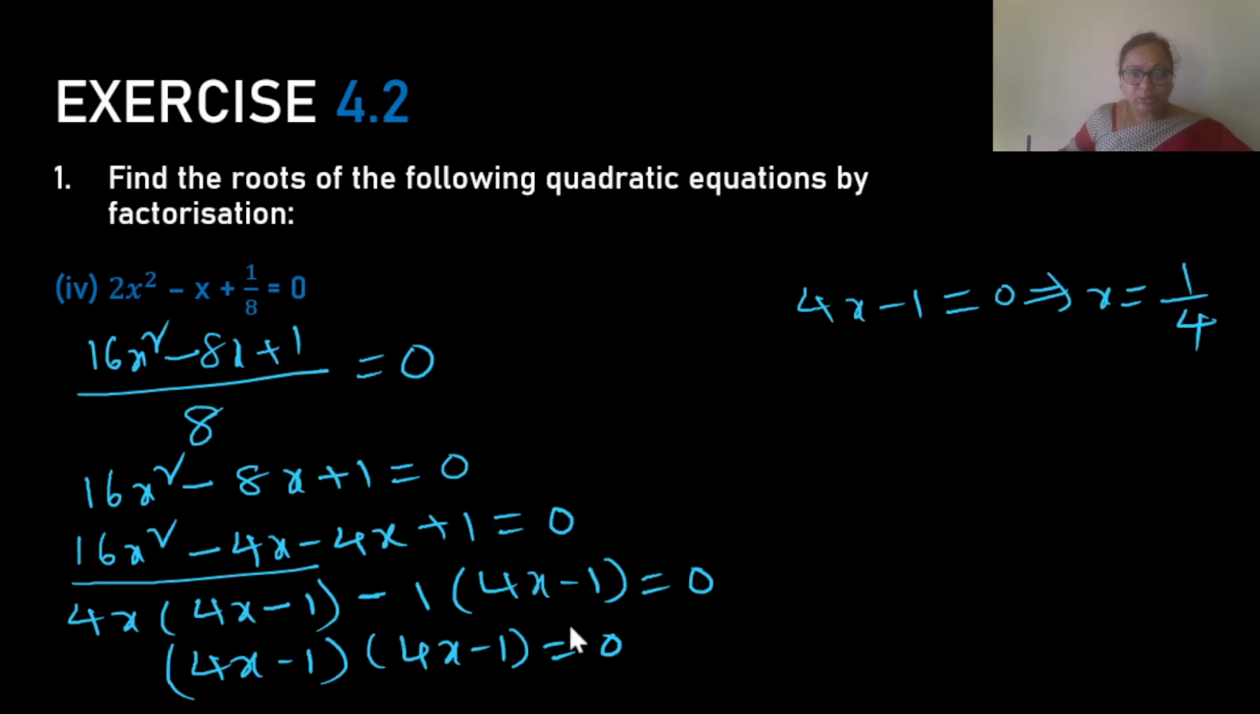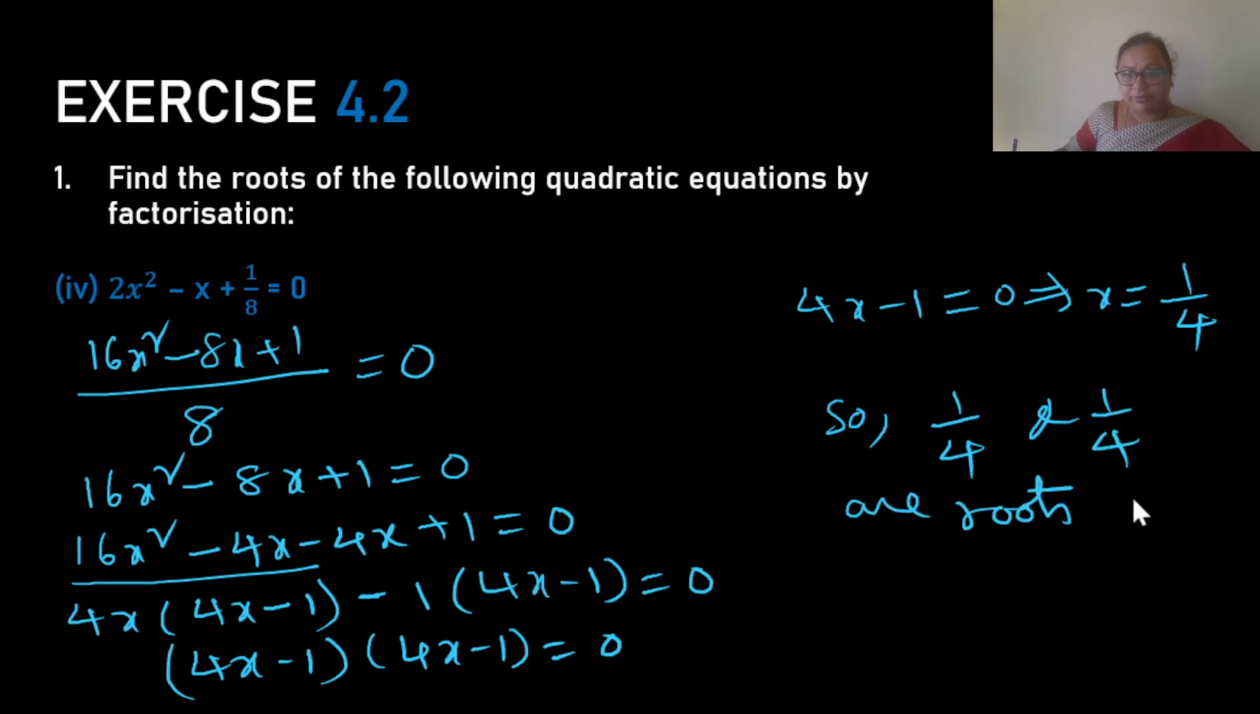Here we got equal factors. So 1 by 4 and 1 by 4 are roots of 2x square minus x plus 1 by 8 is equal to 0.